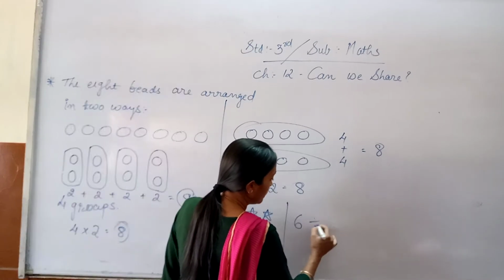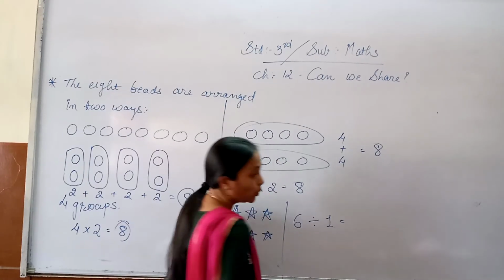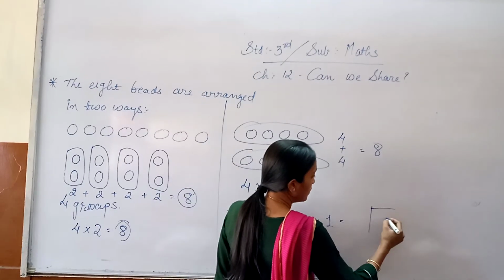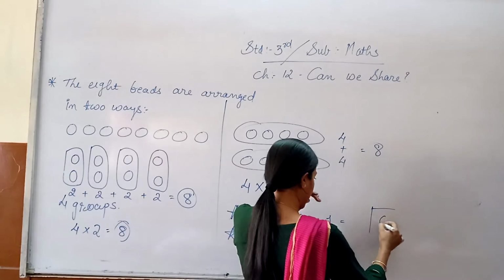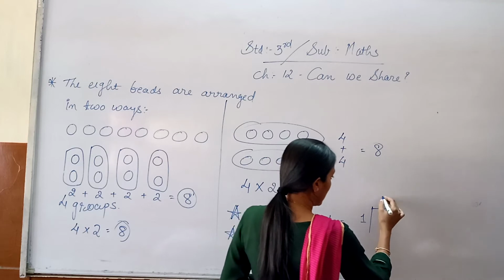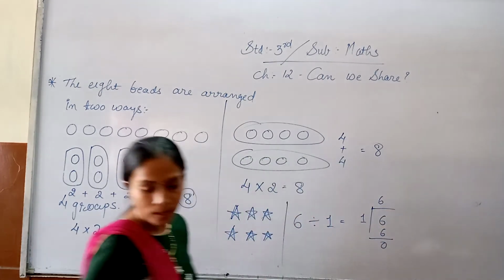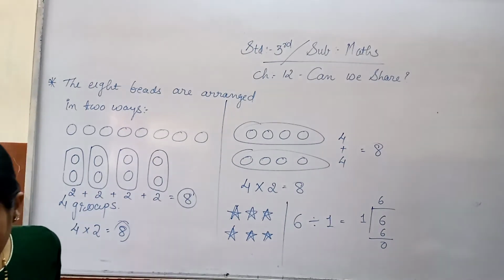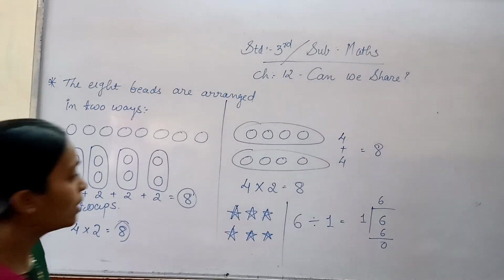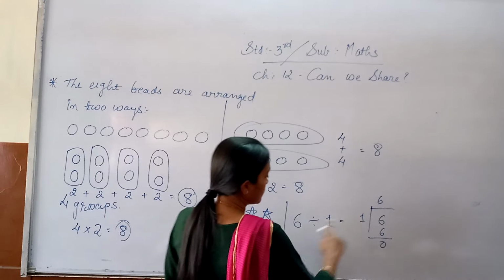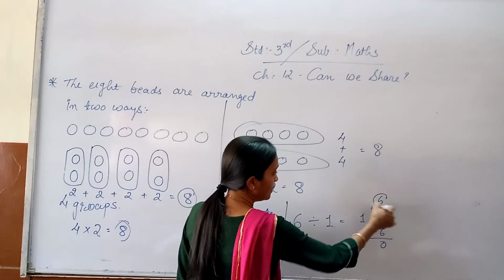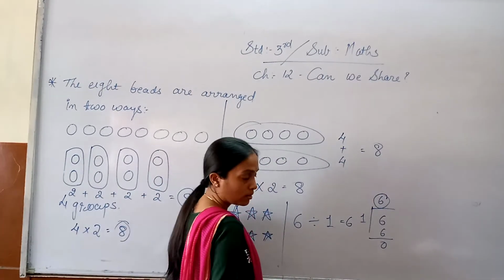6 divided by 1 equals, let's divide. 6 divided by 1. 1 6s are 6. So the answer is 6 divided by 1, so the answer is 6.